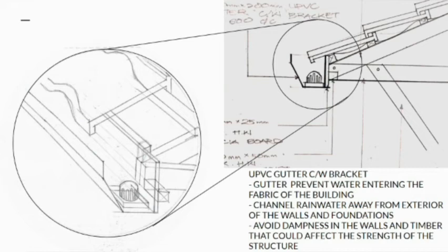UPVC gutter bracket is used to prevent water entering the fabric of the building. It channels rainwater away from the exterior of the walls and foundation to avoid dampness in the walls and timber that could affect the strength of the structure.